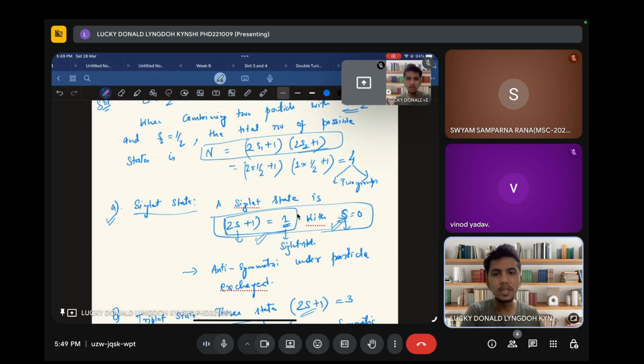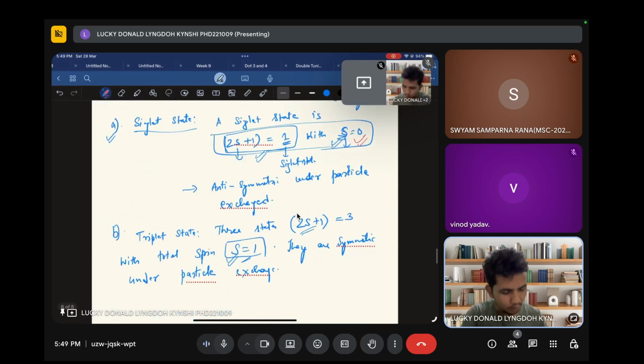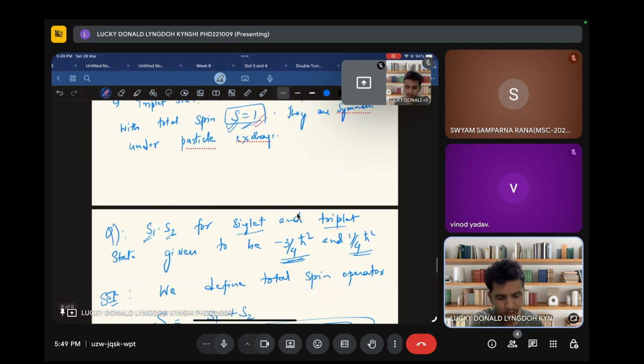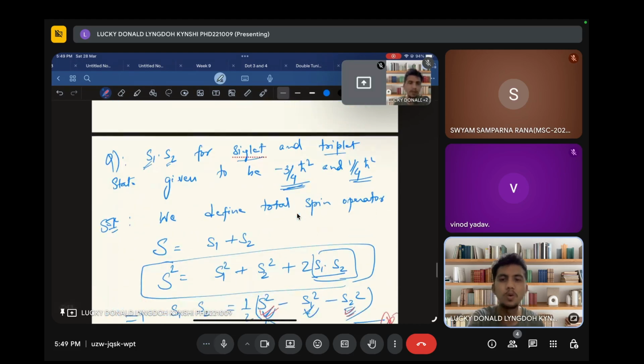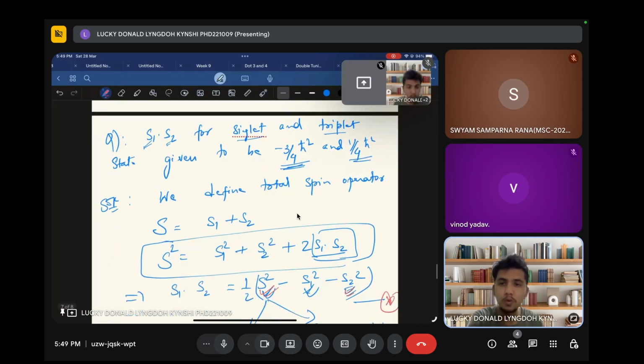The first one is the singlet state, when the two spins are opposite to one another, so you have total spin S equal to 0, and when the total S is equal to 0, it's called a singlet state. Or if capital S is equal to 1, then you have 3 possible states, and those are called triplet states. The number of states is 2s plus 1, which is equal to 3, with total spin S equal to 1. Suppose you have a singlet and a triplet state, questions also ask what is the possible value of S1 dot S2. To find S1 dot S2, you cannot just multiply S1 dot S2.